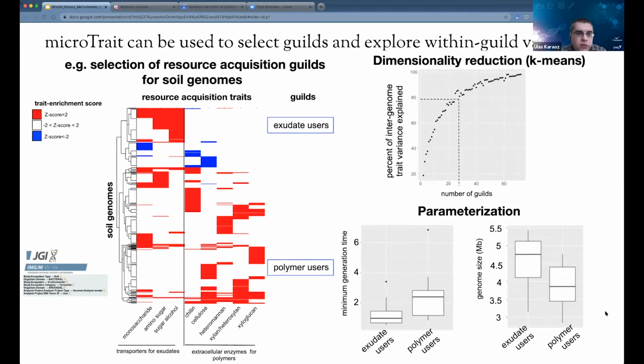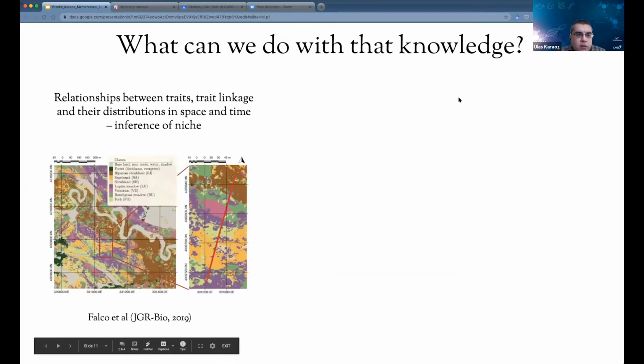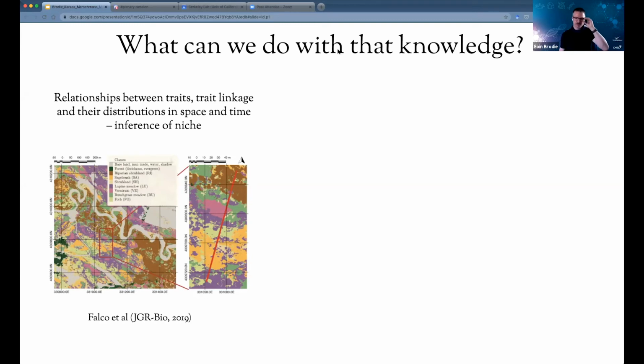And Owen is back. He's going to describe more how we do that. Great, thanks, Ulas. So the question is, once we've distilled these genomes down into traits at those different levels of complexity, what can we do with that knowledge?